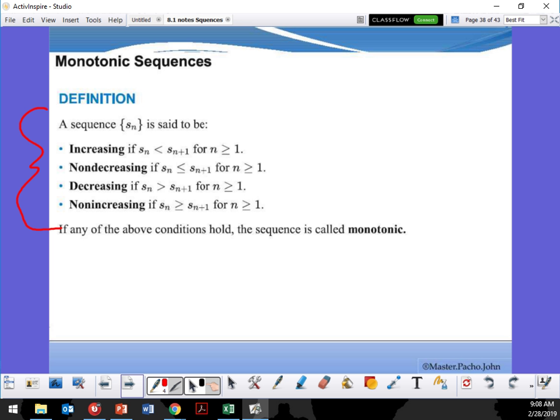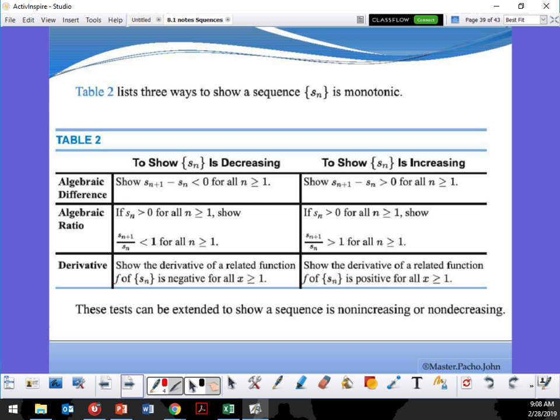And decreasing is where my term is greater than my next term. Does that make sense? So let's say my first term is 5. My next term has to be less than 5, right? Remember, alligator always eats the bigger one? Yeah, alligators. Greater than or less than. Okay. If any of the above conditions hold, the sequence is said to be monotonic.